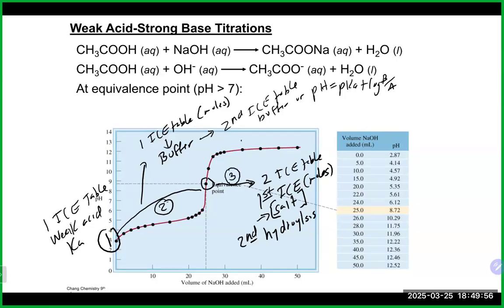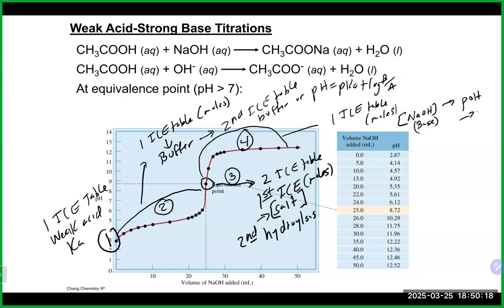Step number 4, or part number 4 of the titration curve, you need 1 ice table, also done in moles, to get the concentration of your strong base. Could be sodium hydroxide, but any strong base, basically. That's left over. You then obviously could go pOH to pH. Any questions on any of that?